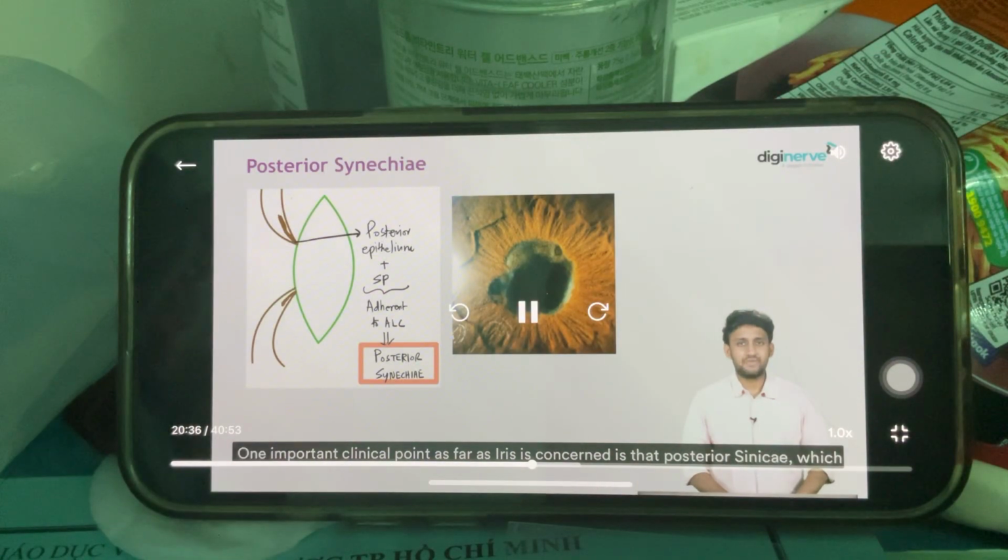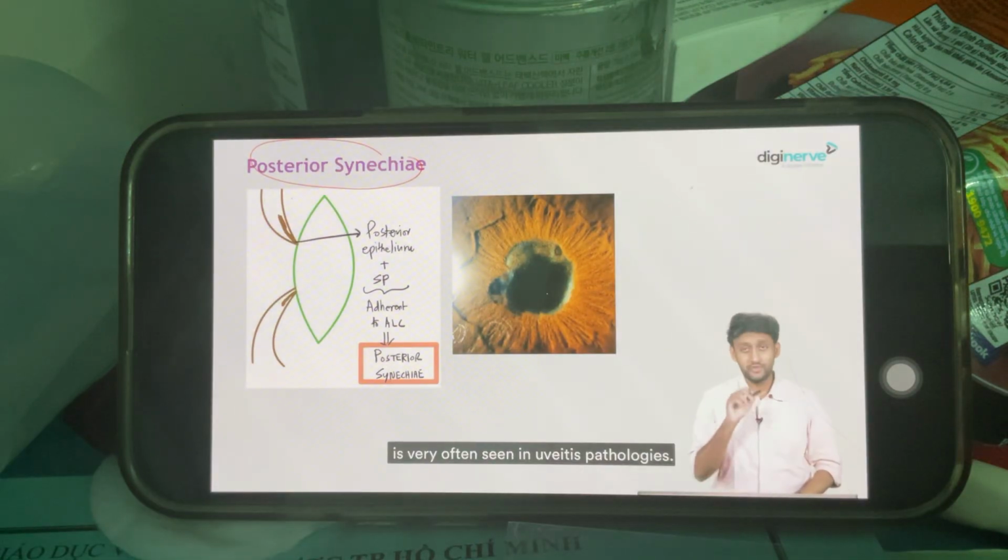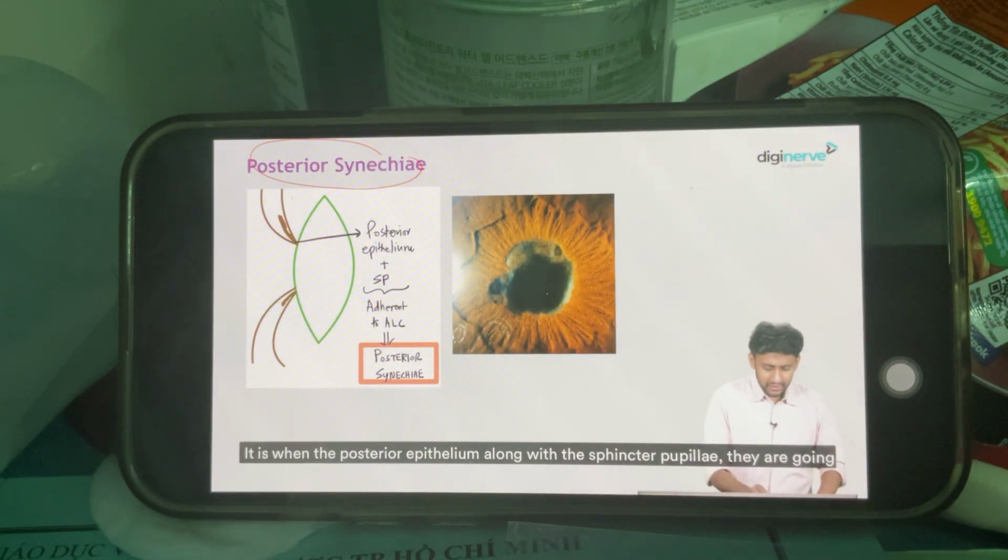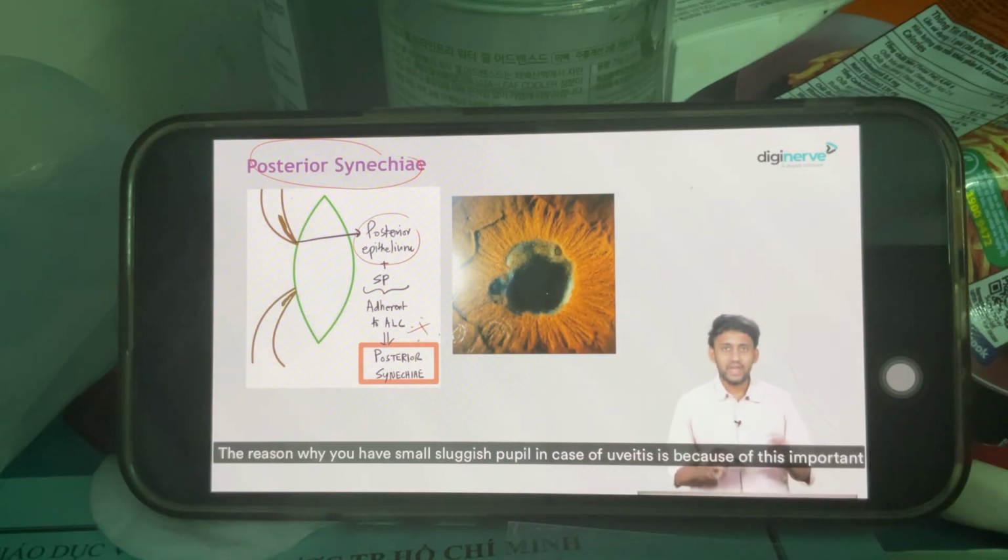One important clinical point as far as the iris is concerned is that posterior synechiae is very often seen in uveitis pathology. So why do you have this posterior synechiae? It's when the posterior epithelium along with the sphincter pupillae become adherent to the ALC. The reason why you have a small sluggish pupil in uveitis is because of this important concept.